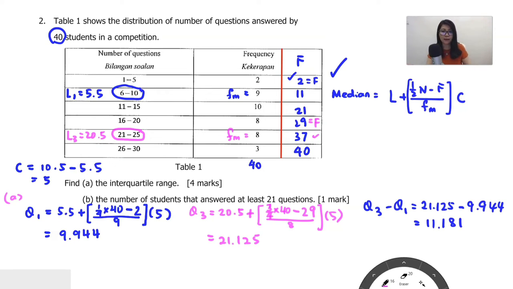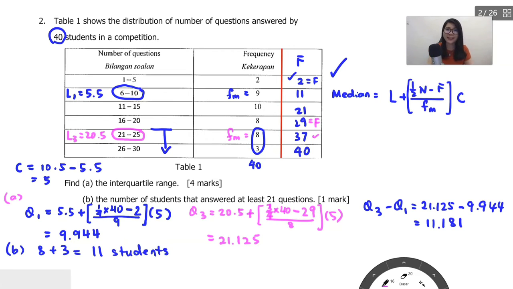Now, let's solve for B. Find the number of students that answered at least 21 questions. Answering at least 21 questions means from here, go to 30. So it's 8 plus 3 students. So for B, the answer is 8 plus 3 equals 11 students. That will be the answer.